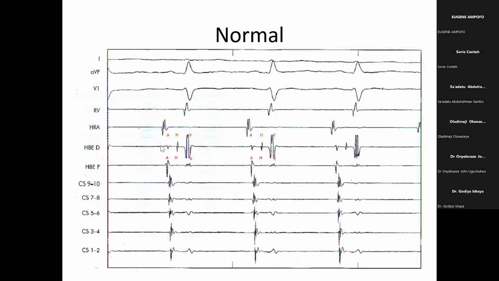We said when the AH is prolonged, you will say that this person is above the HIS, supra-Hisian, right? If the HV is prolonged, you will say that it is infra-Hisian. So you can be able to tell, oh, this person has low grade or high grade AV block, right? So based on the HIS intervals, you will know who to intervene in and who not to intervene in.